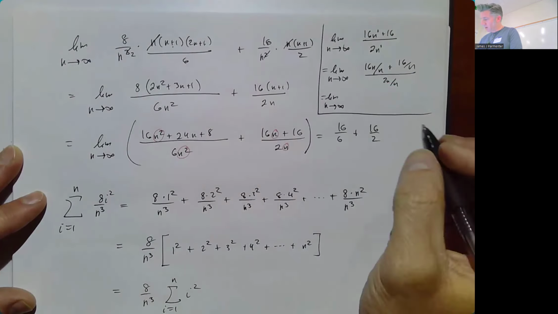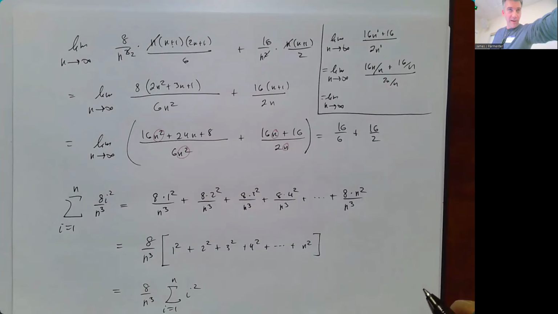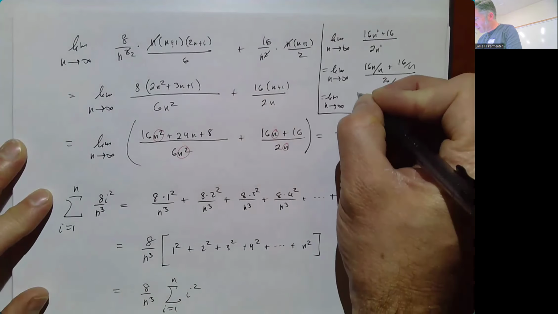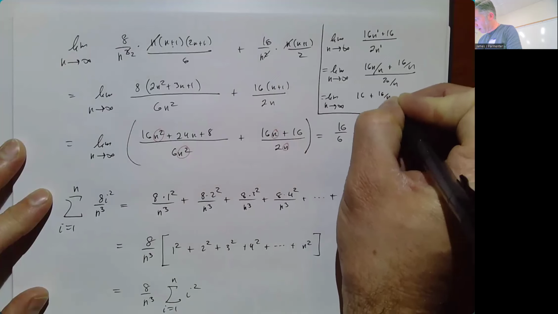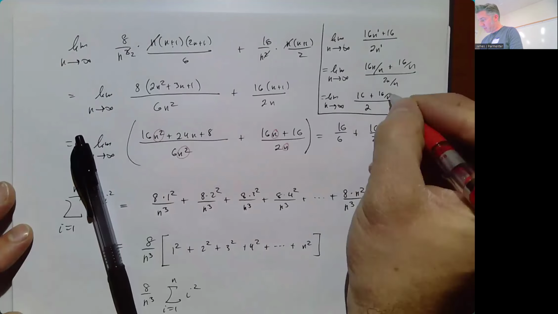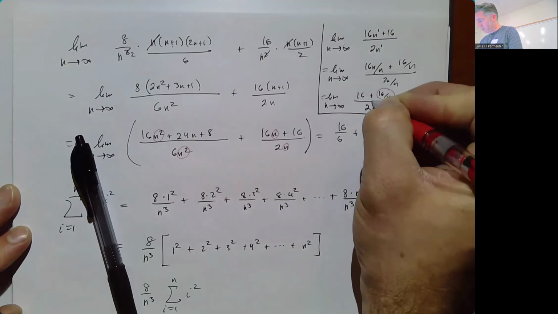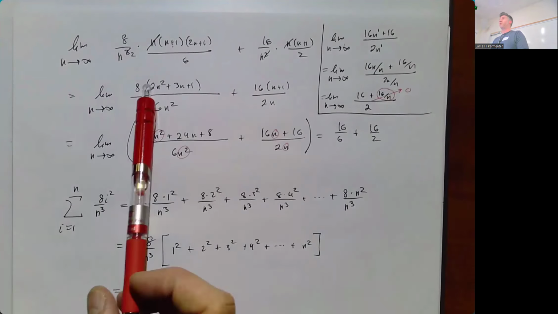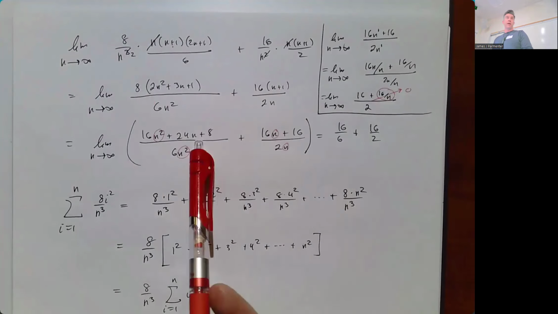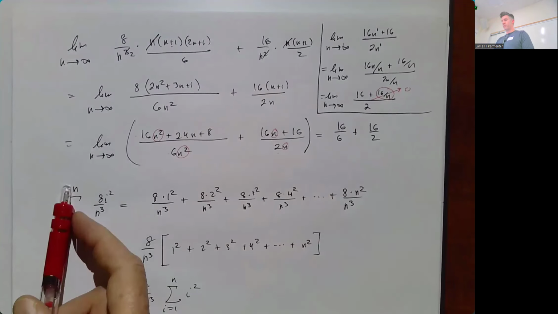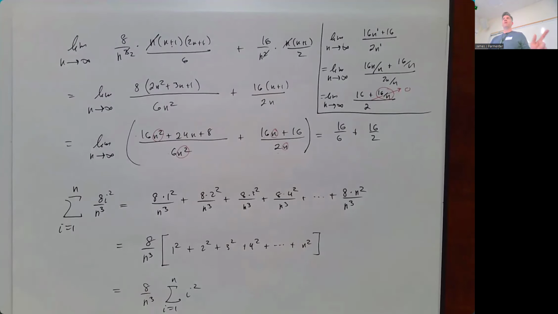Can you all see that? 16 plus 16 over n over 2. And the 16 over n does what as n goes to infinity? Right. So what are we left with? 16 over 2. So you're perfectly allowed to use the shortcut here and just say the limit is 16 over 2. Other questions about this?